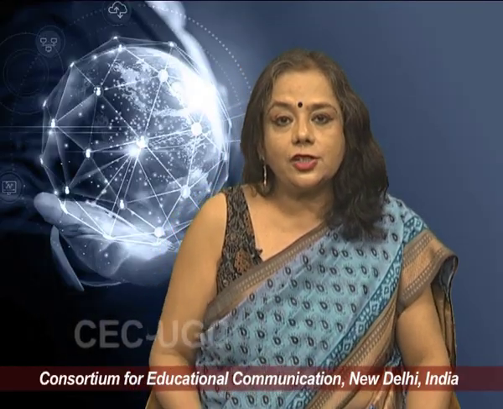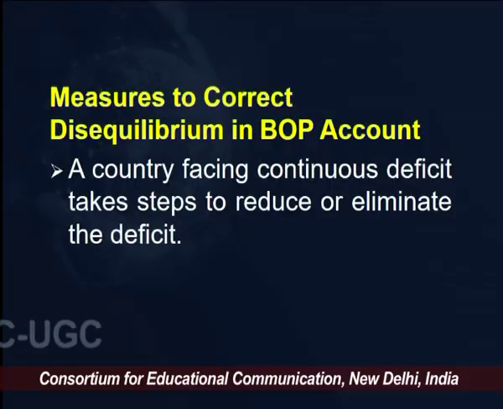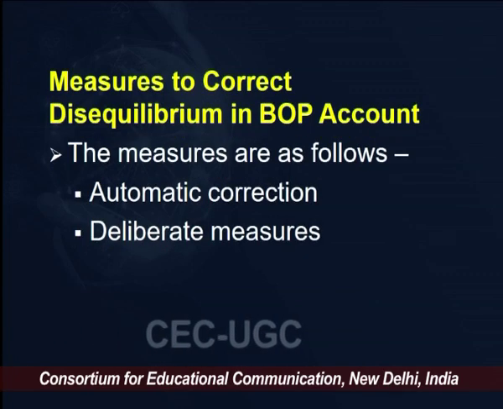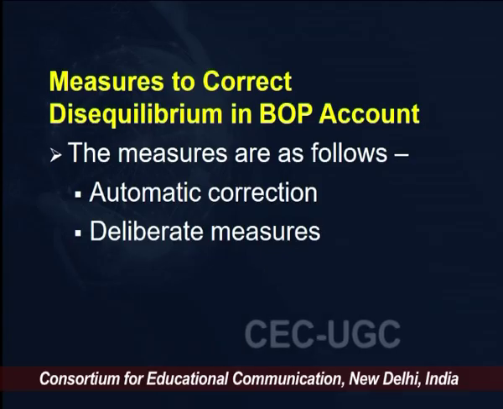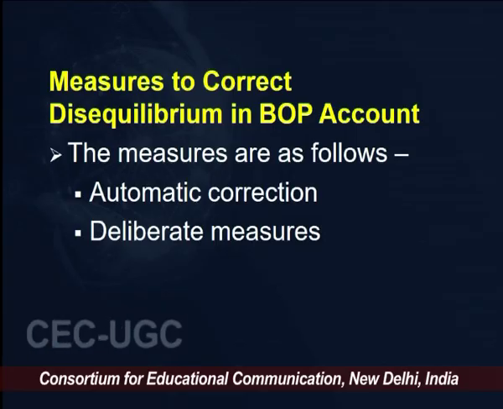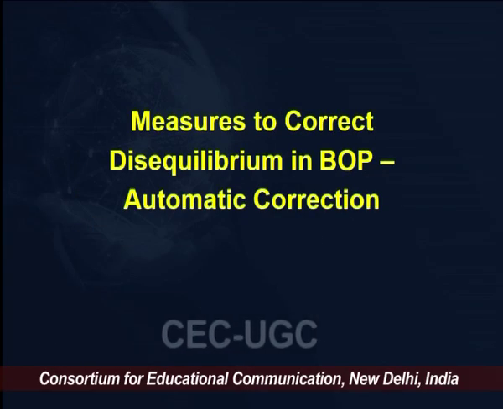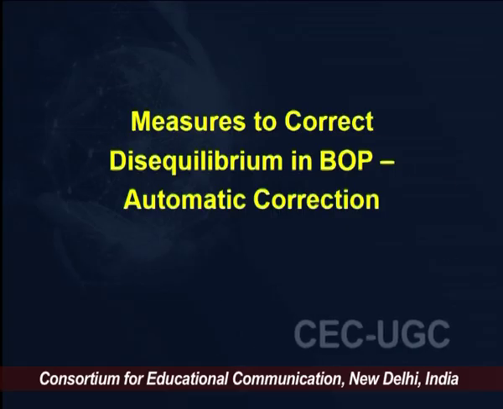So, the measures to correct disequilibrium in balance of payment account: a country facing continuous deficit takes steps to reduce or eliminate the deficit. The measures can be categorized into two groups. One is automatic correction and second is deliberate measures. Let us discuss them one by one. The first one is automatic correction.